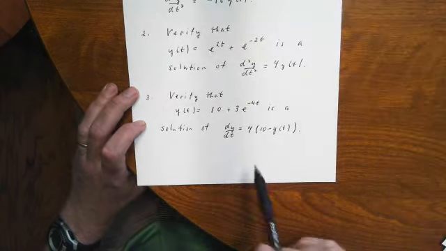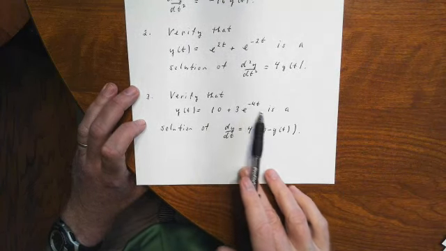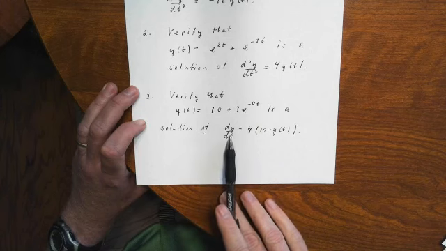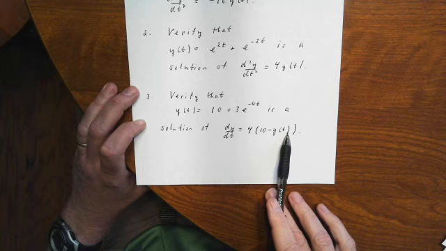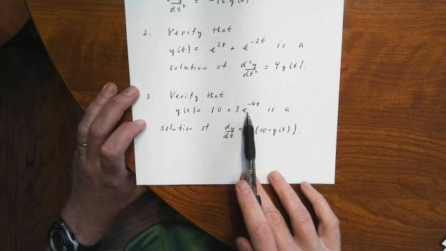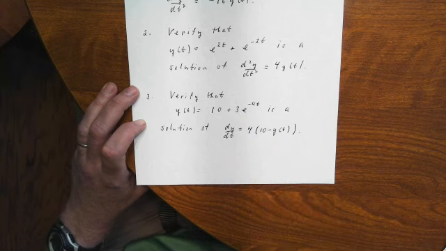And lastly, verify that y of t equals 10 plus 3 e to the minus 4t is a solution of dy dt equals 4 times 10 minus y of t. So take the derivative of this, and then take 10 minus this, and show that they are, in fact, the same thing.